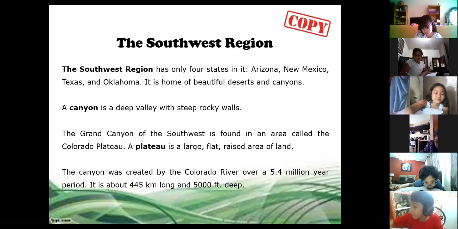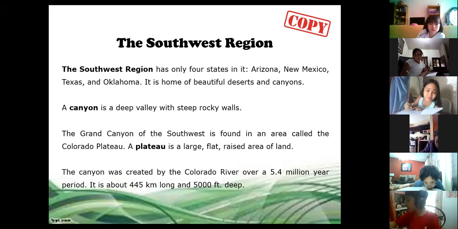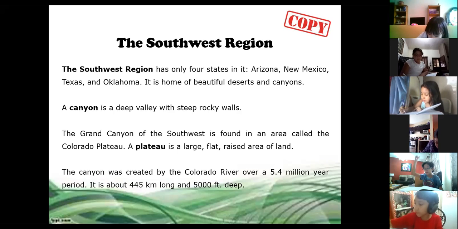The canyon was created in that part by the Colorado River. You've almost finished. Four minutes to finish.